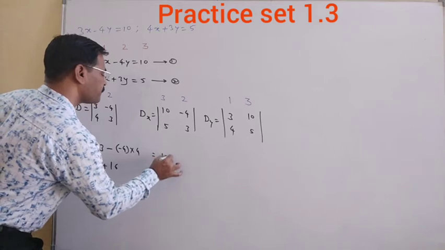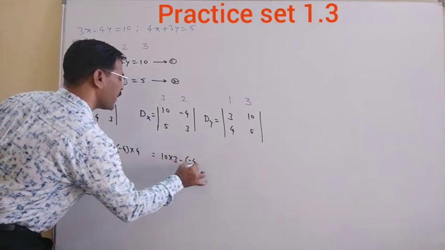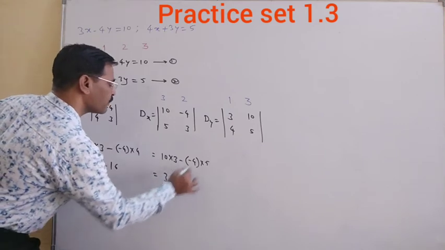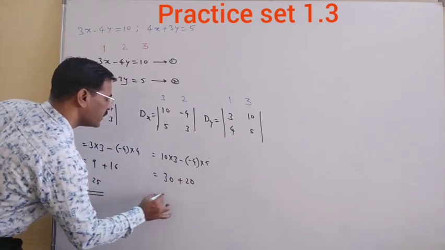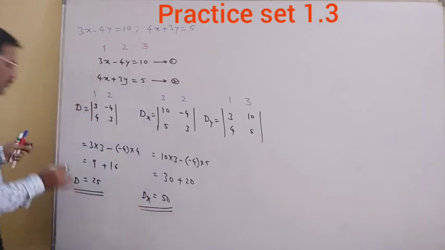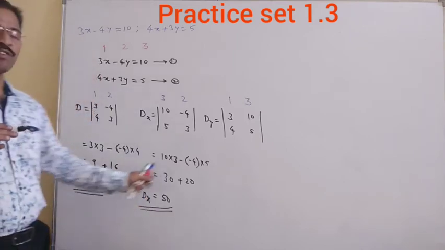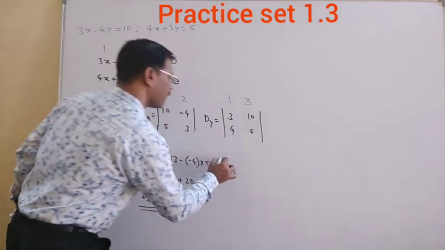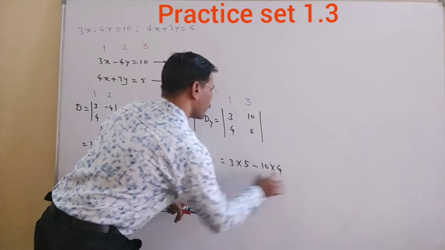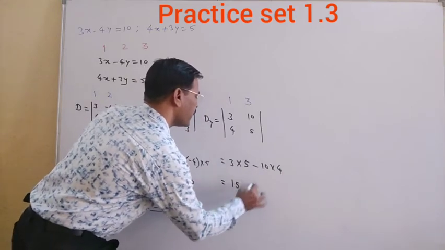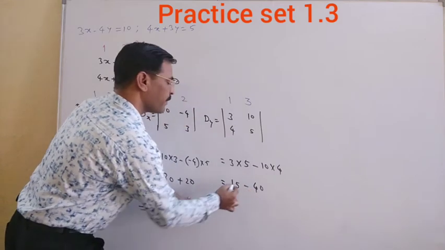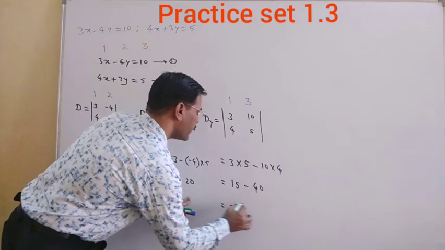Now, here it is 10 3s are 30 minus 4 into 5. So here 30 minus plus 4 5s are 20. This is 50, which is dx. Okay, so like this, D is equal to 25, dx equal to 50, and that side we can write here now 3 into 5 and 10 into 4. Okay, 3 5s are 15 minus 10 4s are how much? 40. So here 40 minus 15 is 25.